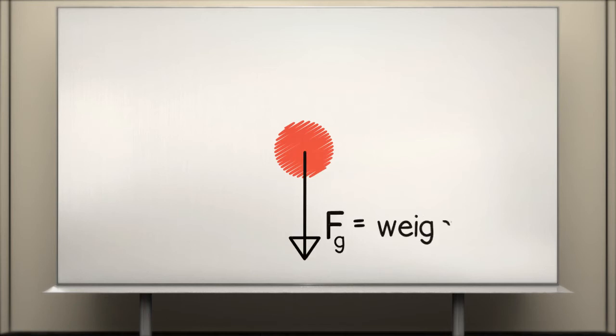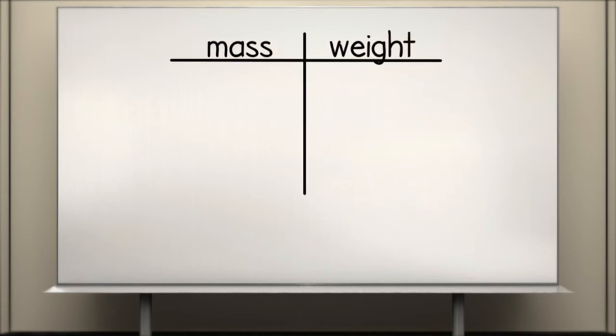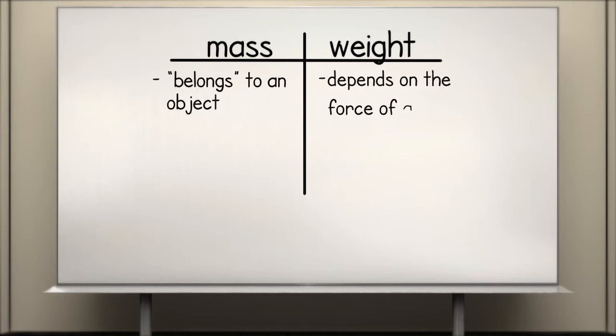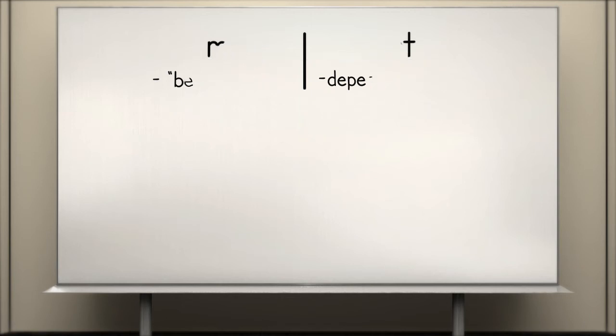What we have just stumbled upon is actually a very important distinction in science. The force of gravity acting on an object is known as its weight, which is not the same thing as the object's mass. You can think of mass as something that belongs to an object no matter where it is, whereas the weight of an object changes depending on the gravity of the planet that you happen to be on. In outer space, your weight would be 0 newtons.